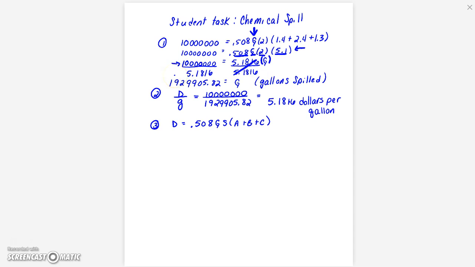And you have 10 million, the amount of their fine. You enter that into the calculator first, divided by 5.1816, and you get, let's see, 1,929,905.82 gallons spilled. Now, the second part of the question wanted to know, what was that in dollars per gallon?